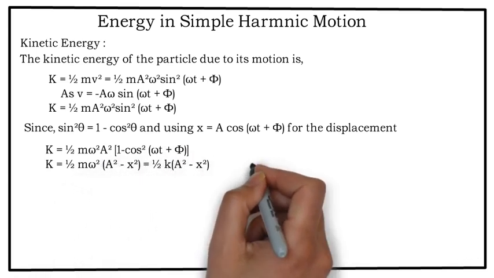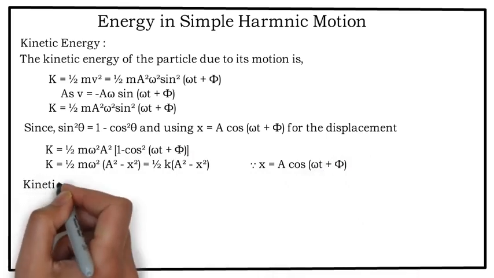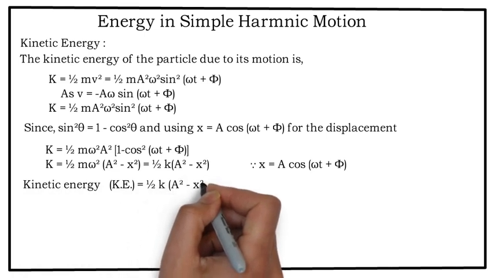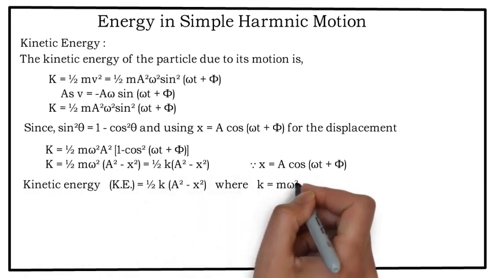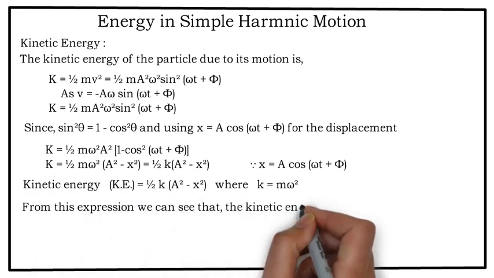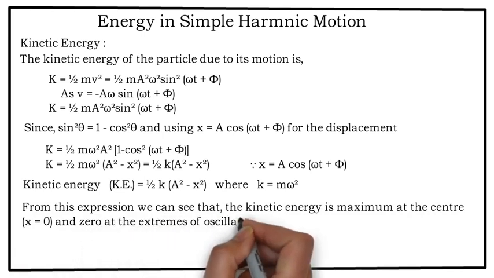Now K is equal to half m omega square a square minus x square. So m omega square is replaced by k. So what I get is kinetic energy is equal to half k a square minus x square. From this expression we can see that the kinetic energy is maximum at the center when x is equal to 0, and at extreme it is minimum.